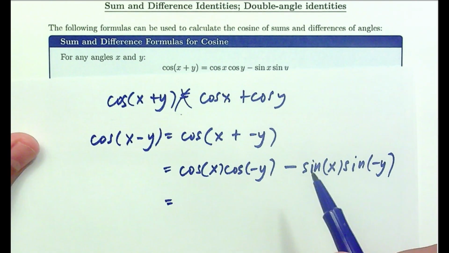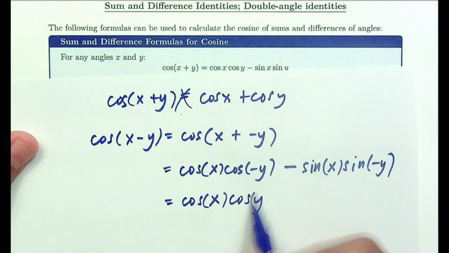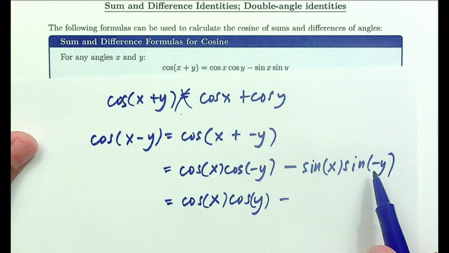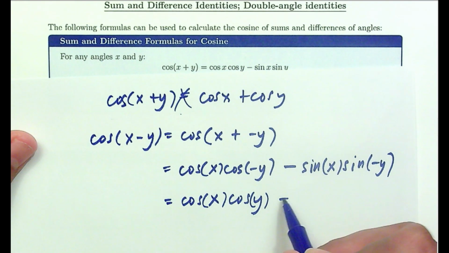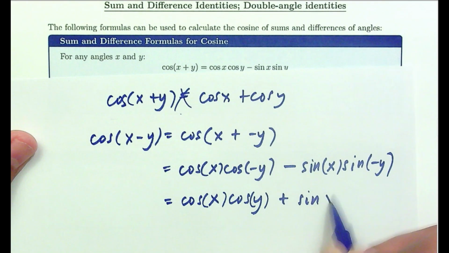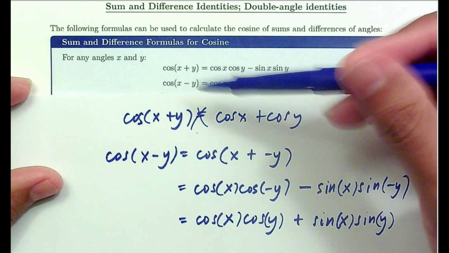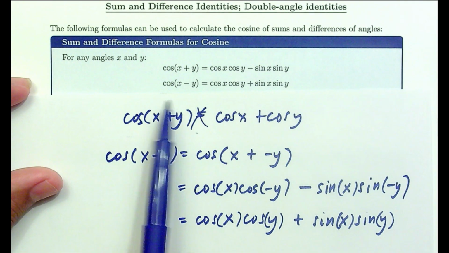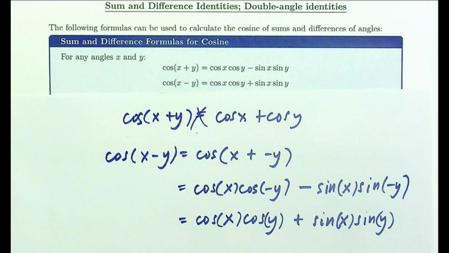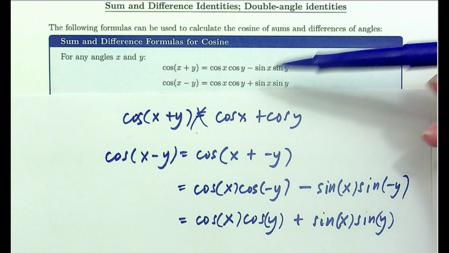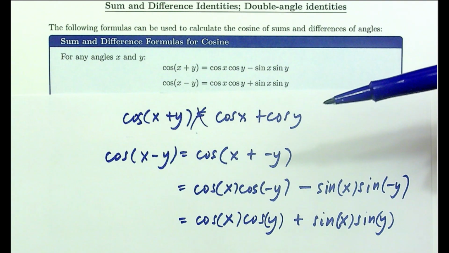But then we know that cosine is even, so you can drop this negative from there. And we also know that sine is odd, so that means you can bring that negative to the front here. And then you would have two negatives, which becomes a positive. You would have sine of x, sine of y, and you see that's precisely the second formula. Cosine of x minus y equals cosine of x, cosine of y, plus sine of x, sine of y. So the second formula is actually just a special case of the first one, or can be derived from the first one.